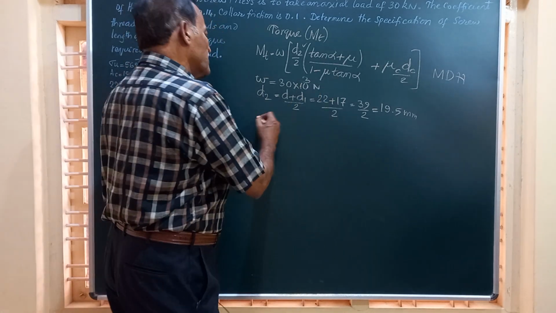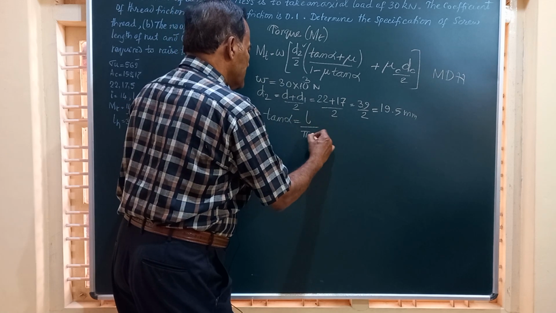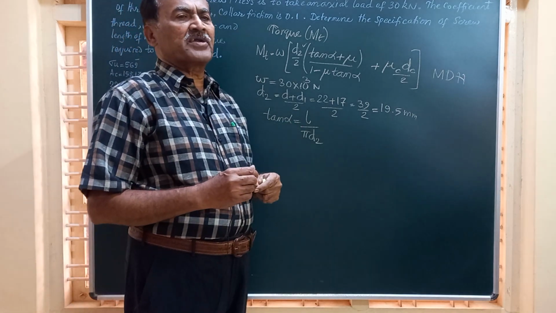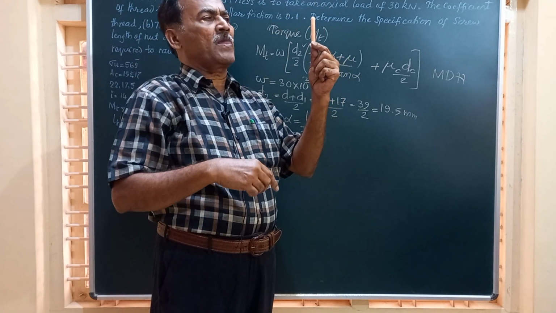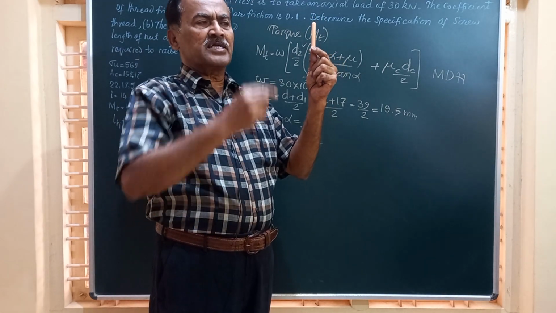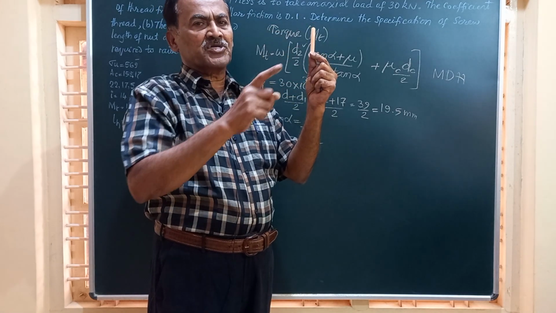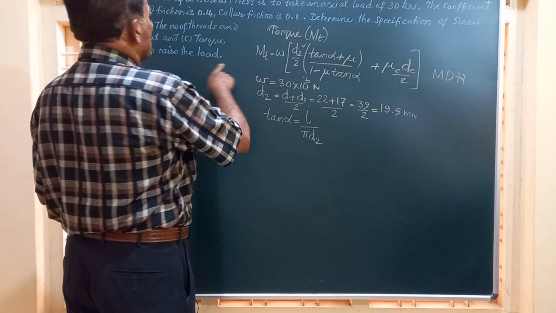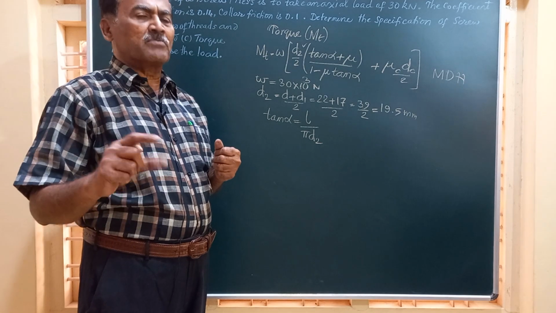Next, tan alpha. We will calculate it directly. Tan alpha is equal to L over pi D2. So friends, L stands for the lead. What is lead, friends? If you have a screw rod and a nut accommodated on the rod, when you give one rotation to the nut holding it stationary, the distance covered by the nut along the length of the screw rod for one rotation is called the lead. Here, nothing is specified about whether it is a single start thread or double start thread. So we'll assume this to be a double start thread.